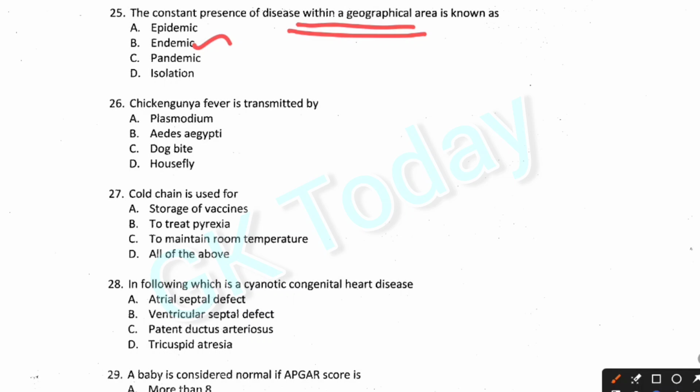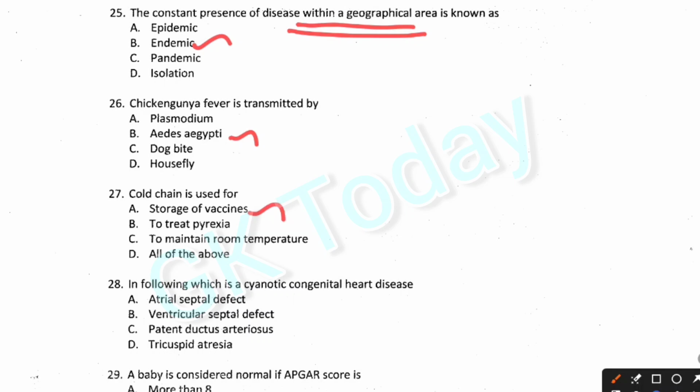Question number 26. Chikungunya fever is transmitted by Aedes aegypti. Question number 27. Cold chain is used for storage of vaccines.